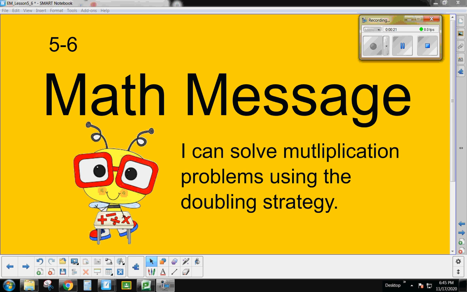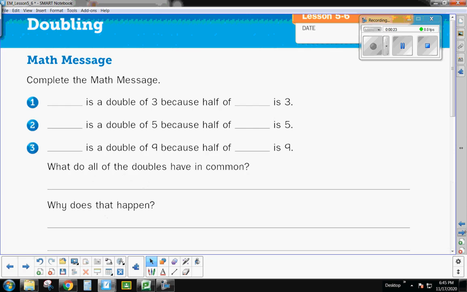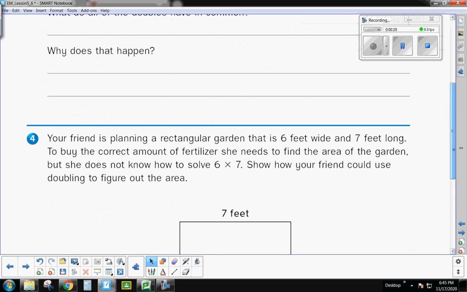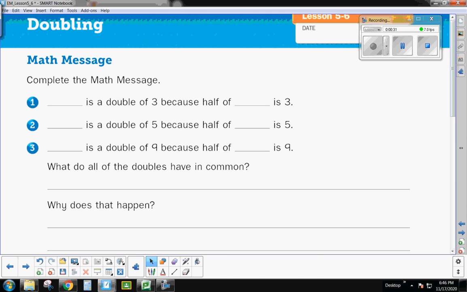Today we're going to do something a little bit different. We're going to start out with our workbook, which we don't normally do, but I want you to turn in your workbook to page 168. I needed to double check to make sure that was the right page. Page 168. Pause the video and get your workbook ready.